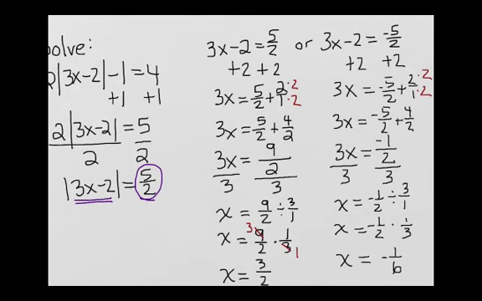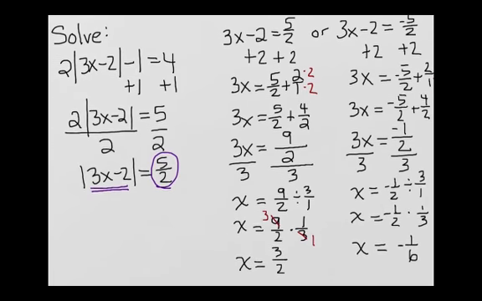So we end up with two possible solutions to our original absolute value equation. x is equal to 3 halves, or x is equal to negative 1/6.